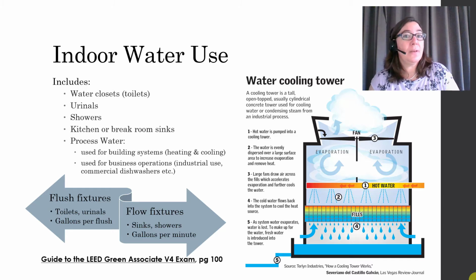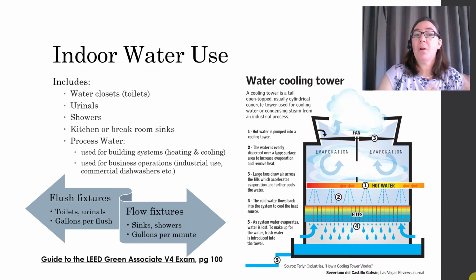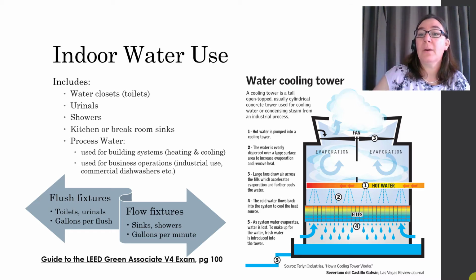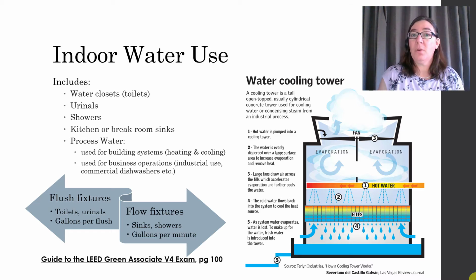One thing I really want to note here is that process water. How do we use water for heating and cooling? Well, it turns out that one of the very common cooling methods is called a cooling tower. If you're not really familiar with this, it uses the power of evaporation to cool our buildings. And take a look at this infographic here. Go ahead and pause and make sure that you understand how water is used to cool our buildings.